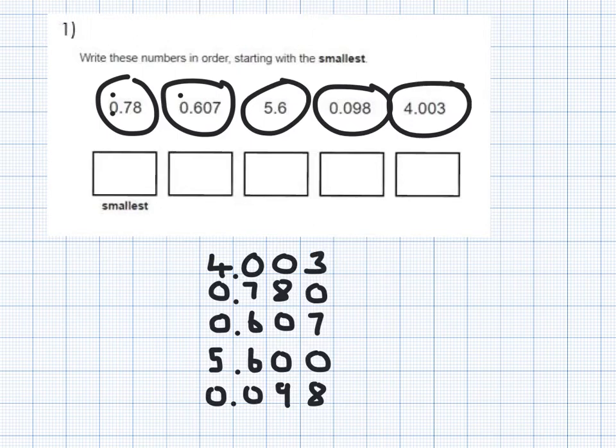We've now got to decide which of these is the smallest. So we look in our units column first of all. That's where we always look because this is our whole numbers. So here we've got 4, 0, 0, 5 and 0. So for now we can ignore the 5 and ignore the 4 because they can't be the smallest. We've got 3 numbers that have got no whole in them.